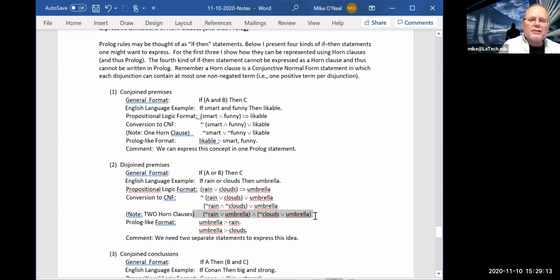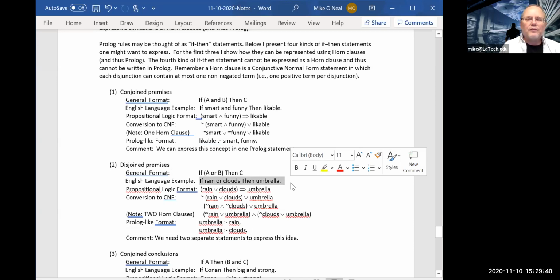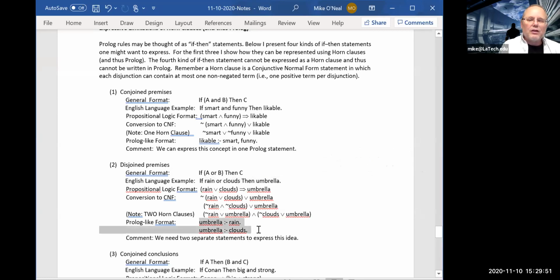Well, now that I've got this, you can see that actually you can write it as two separate Prolog rules. This one says, basically, take your umbrella if it's raining, and this one says, take your umbrella if it's cloudy. So I needed two rules to write it in Prolog, but it says exactly what we've got here. If it's raining or it's cloudy, then take an umbrella. I can write that as, if it's raining, then take an umbrella, and if it's cloudy, then take an umbrella, which is exactly what I did here.